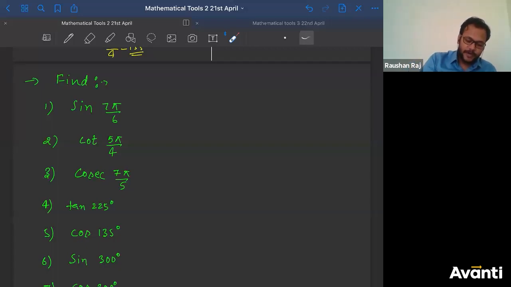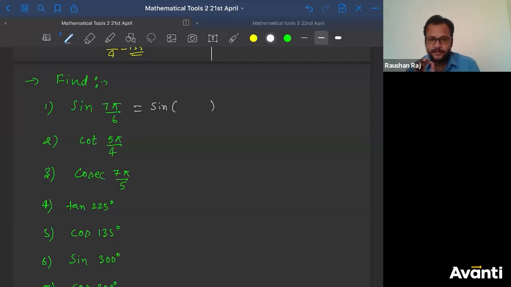So pi by 6 is what? 30 degrees, and 30 into 7. See, pi by 6 is 180 by 6, that means 30. 30 into 7 is 210 degrees. Now this is not an acute angle. So how can we convert this angle into acute so that if I know the value, I can put the value? Okay? So what do we do? Look, try to write this in terms of n pi plus minus theta.